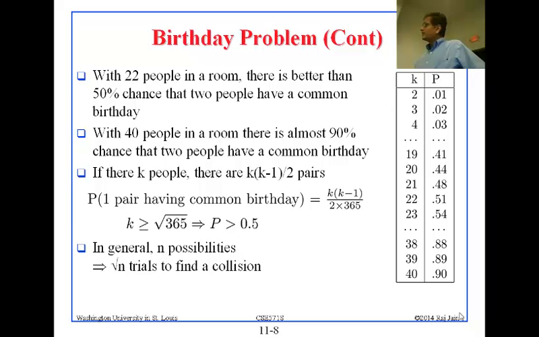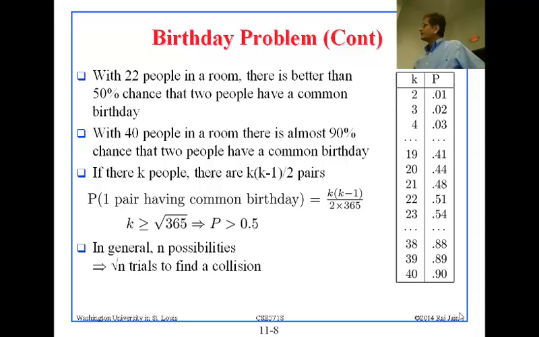90% chance. Now, the formula can be simplified actually. For one pair having a common birthday, if k people are there, the total number of pairs is k times (k minus 1) divided by 2. You just take 2 out of k. And there are 365 days. So basically, this is the probability of having a common birthday, and this is almost like k squared on the top. So basically, if k is more than the square root of 365, then the probability is more than 0.5.